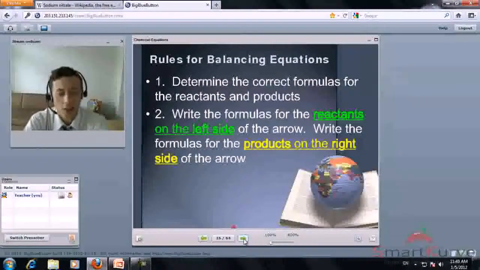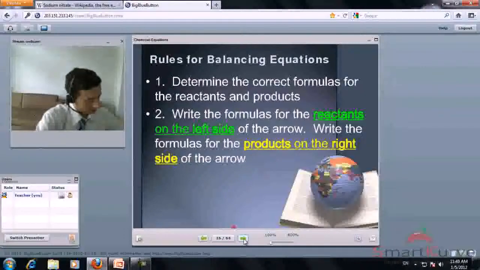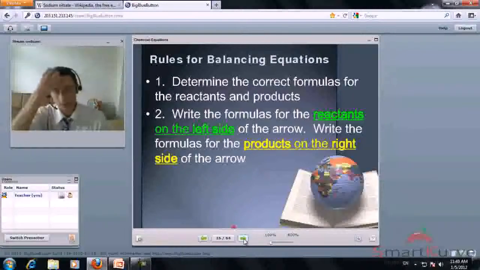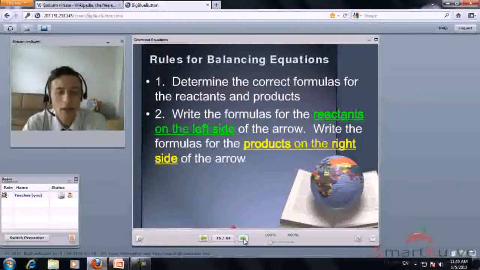Rules for balancing equations here on slide 16. Again, determine the correct formulas for the reactants and the products. Again, the reactants are going to be on the left side and the products will be on the right. We read a chemical equation left to right, just like we read written language, just like we would read a sentence in English or in Thai.